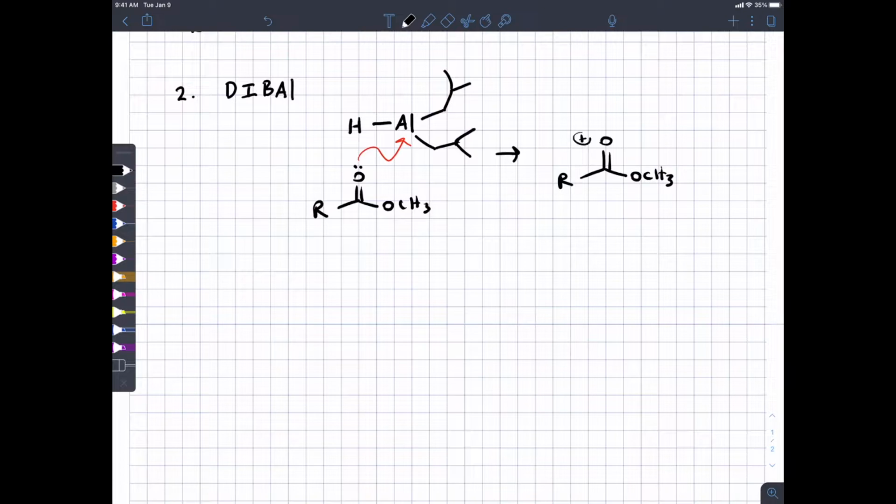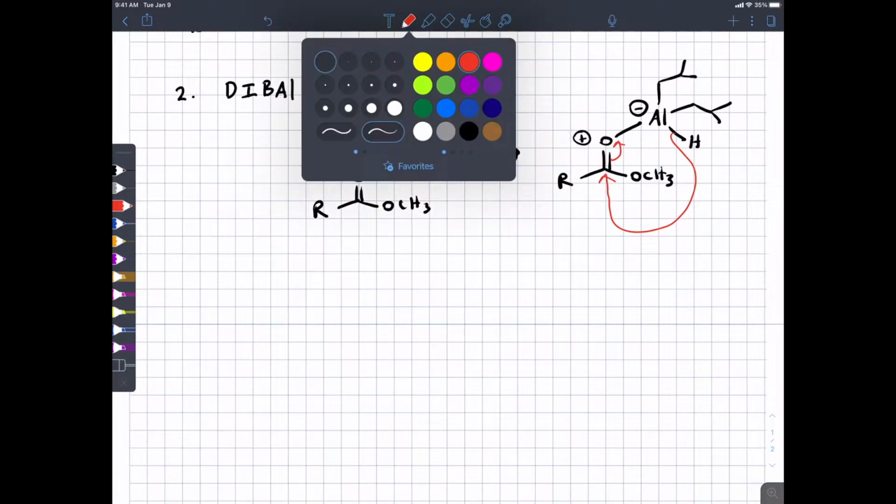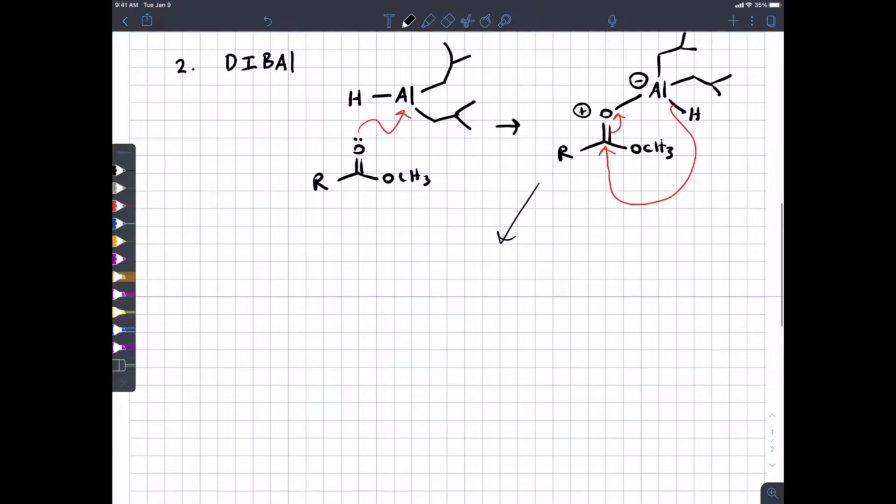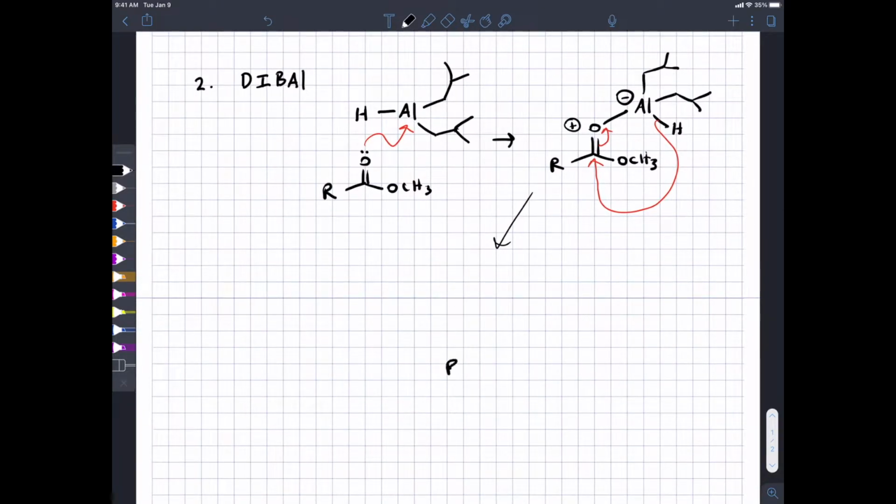The oxygen has a positive formal charge. The aluminum now will have a negative formal charge. And now you're in that situation where the negative formal charge on the aluminum is actually felt mostly on the hydrogen. The hydrogen becomes nucleophilic, and now it can be delivered to the carbonyl carbon. So this is a neat reagent because it's not reactive until it finds its partner, until it finds the ester.